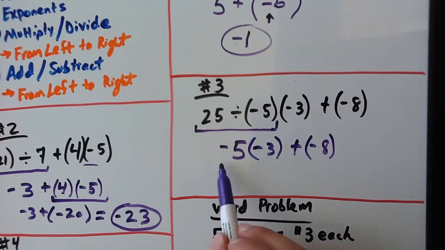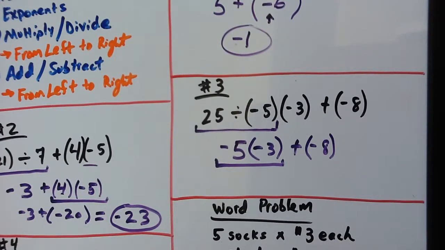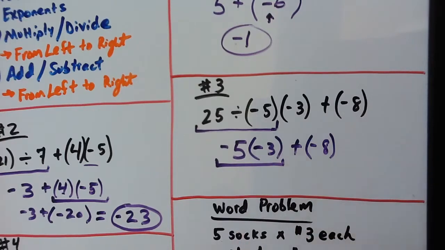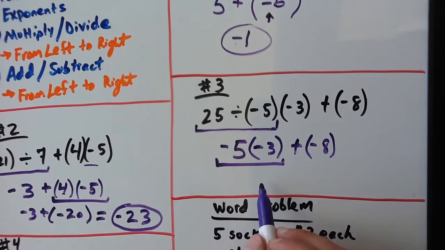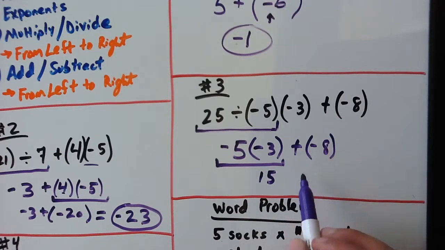Okay? So next, I need to multiply, right? I got to multiply before I can add. So multiply. These have the same sign, negative times negative. It's the same sign, so my product will be positive. 5 times 3 is 15. Still need to add negative 8.